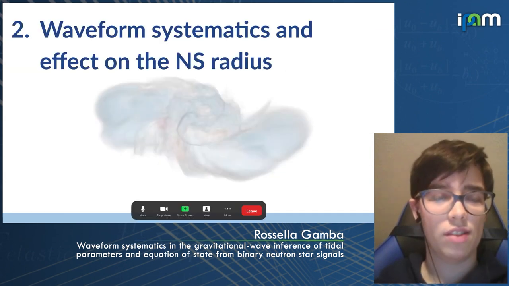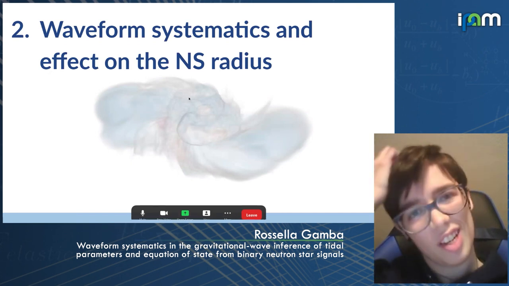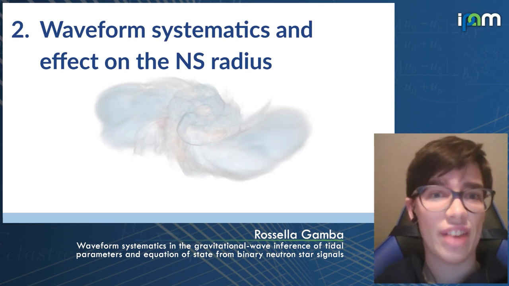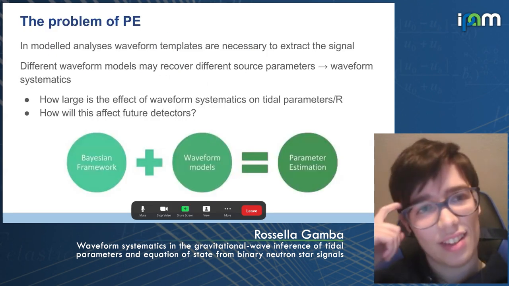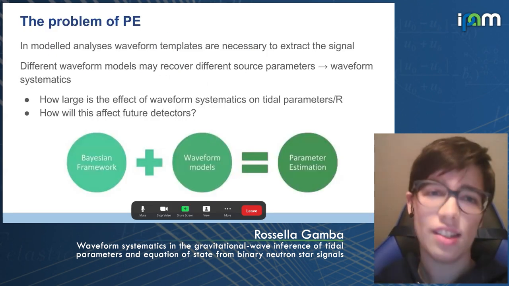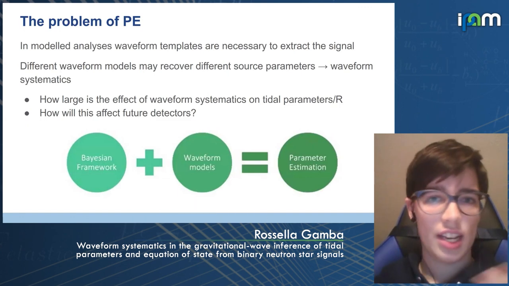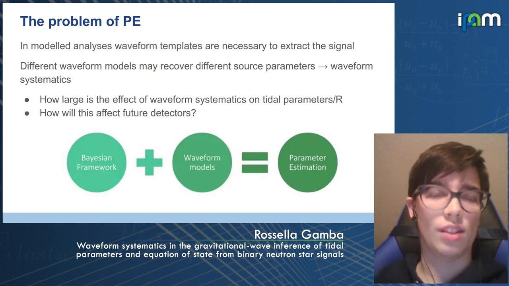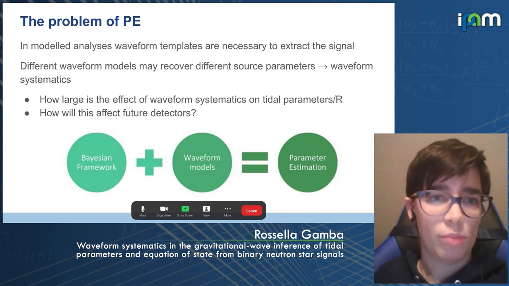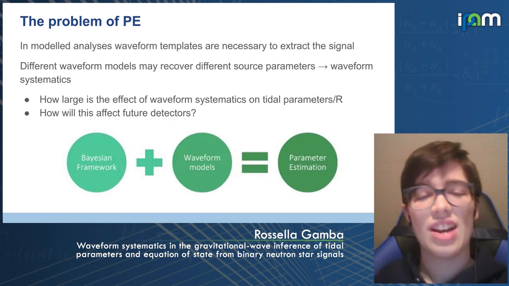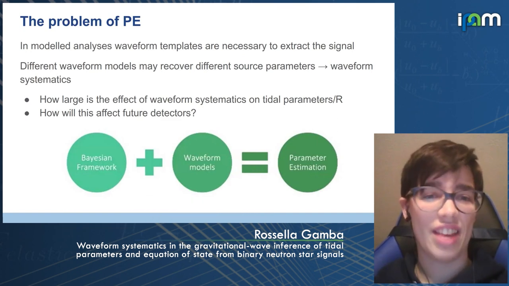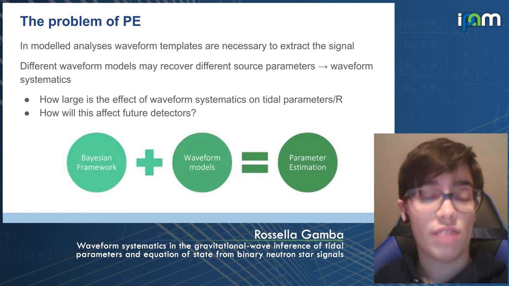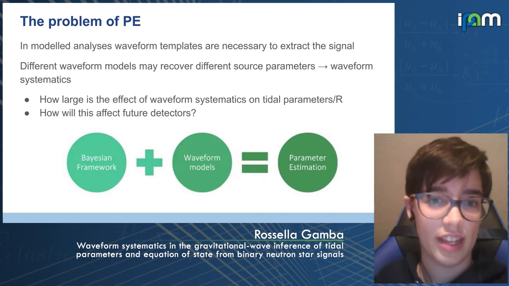So now that I have, let's say, talked your ears off about binary neutron star models, let's talk about waveform systematics. So the reason I am here, really, and the effect on the neutron star radius. As Grant explained very well, in modeled analysis, waveform templates are necessary to extract the signal. And different waveform models, in principle, recover different source parameters. And this is what we refer to usually as waveform systematics. And we have seen that the models that we build are very different between one another. So we may ask ourselves, how large is the effect of waveform systematics on tidal parameters and the radius? And also, how will this affect future detectors, not just, you know, current data?